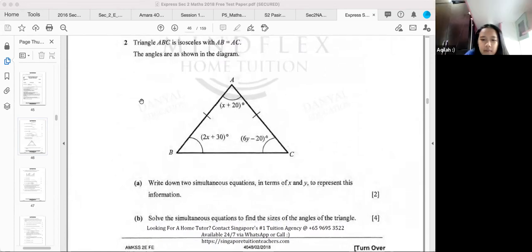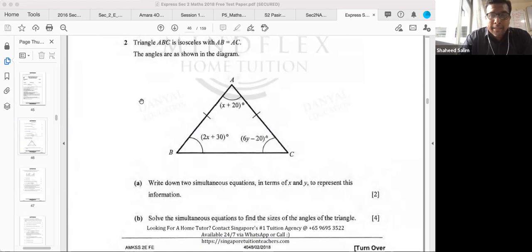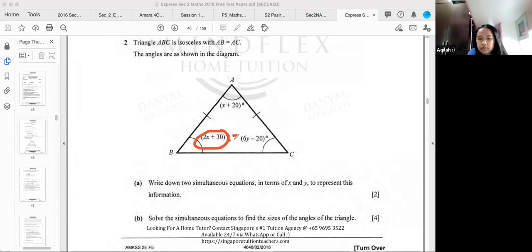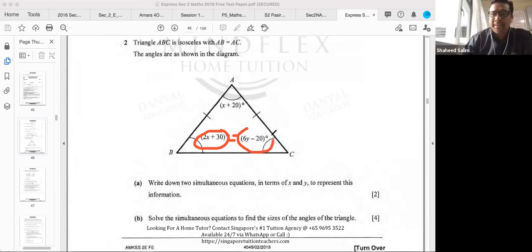Because B is the same as C, 2x plus 30 is equal to 6y minus 20. Right? Is it correct? Correct or not, Aqilah? You're saying these two are the same, right? So yeah, it's equal. So that's one equation. Okay, this is one. What's the next one?